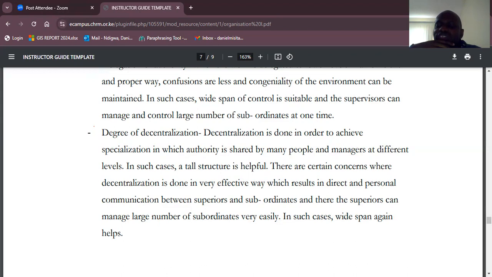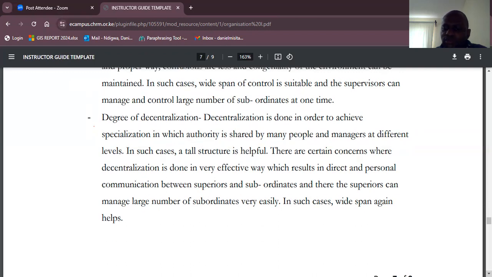So the degree of decentralization is very important because it allows managers to identify different people in different departments so that they can also develop them to become future leaders. Decentralization is all about devolving the various functions within the organization. And for you to be able to succeed in decentralization, you need to have a good communication framework that allows flow of information, both at the top level and at the bottom level of the organization.